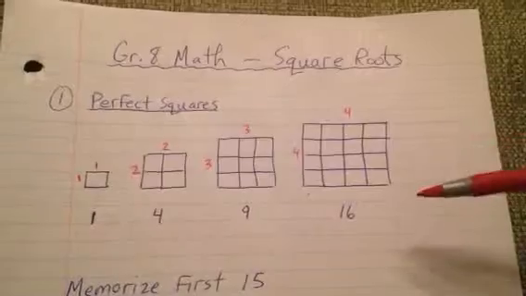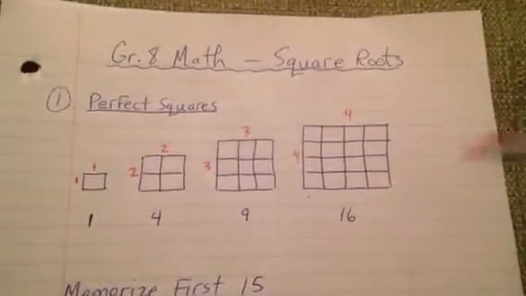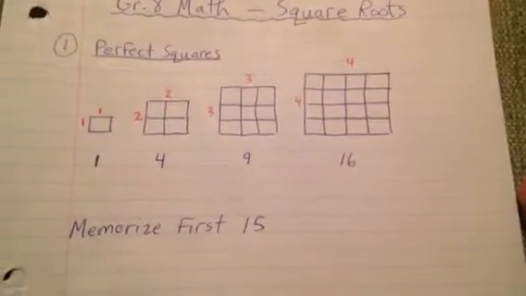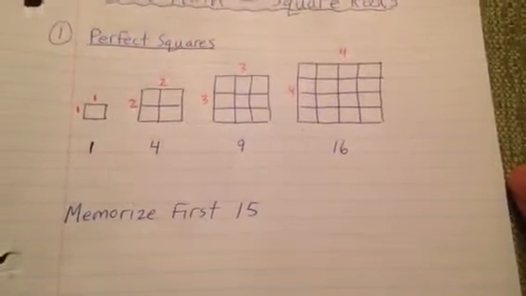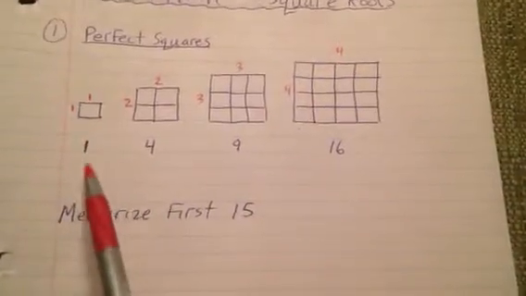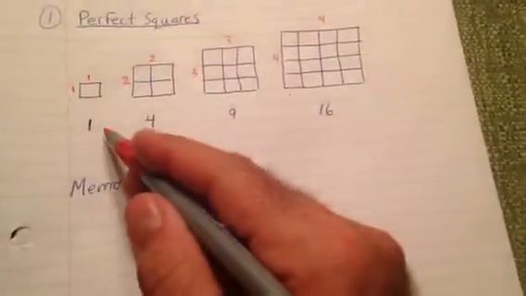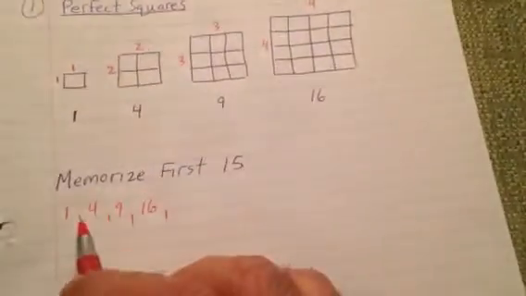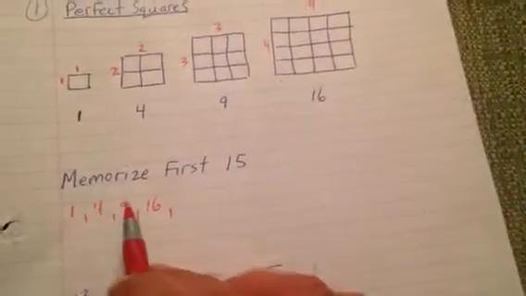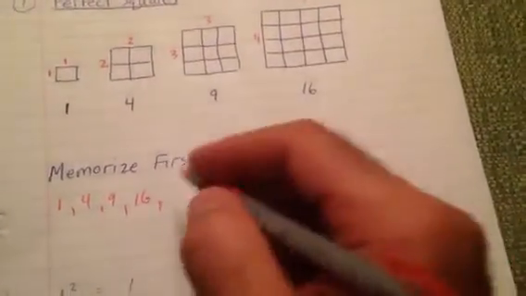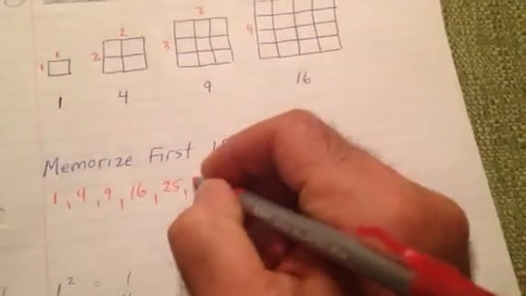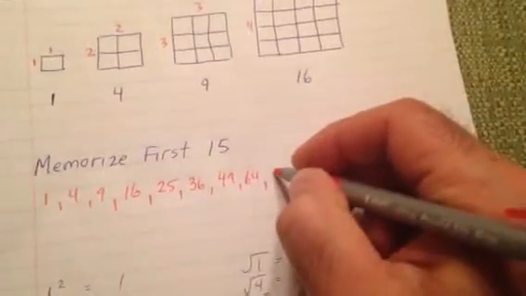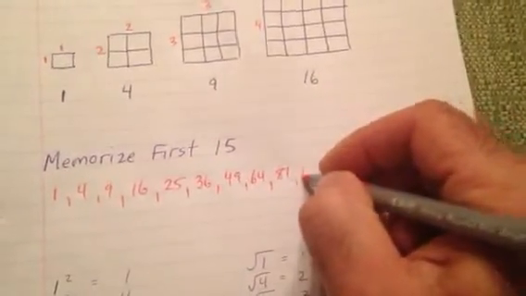That allows you to make a connection in finding the first 15 perfect squares, because that's what we ask you to memorize. We ask you to memorize the first 15 perfect squares. You basically just continue with that pattern. 1 is the first, 4, 9, 16. Now we just keep going. That's 1 times 1, 2 times 2, 3 times 3, 4 times 4. Next one's 5 times 5. Then 6 times 6, 7 times 7, 8 times 8, 9 times 9, 10 times 10.